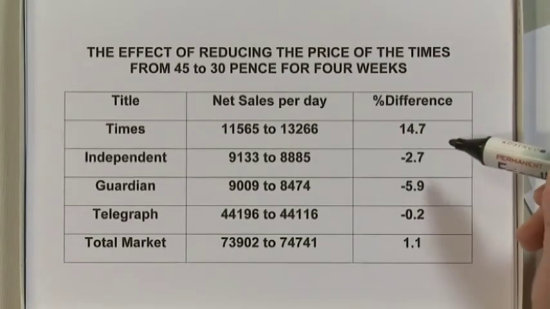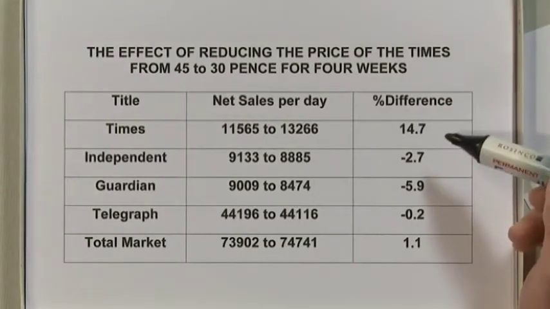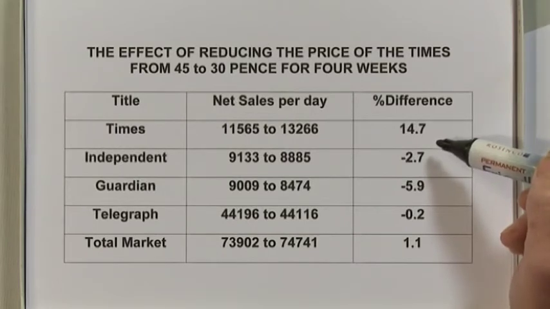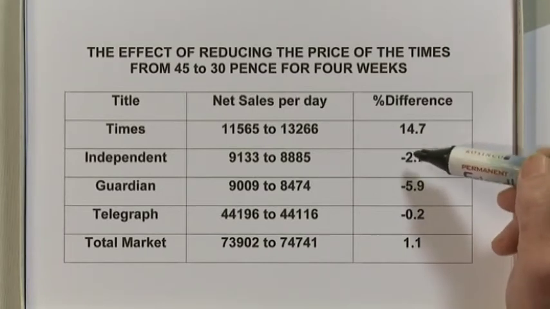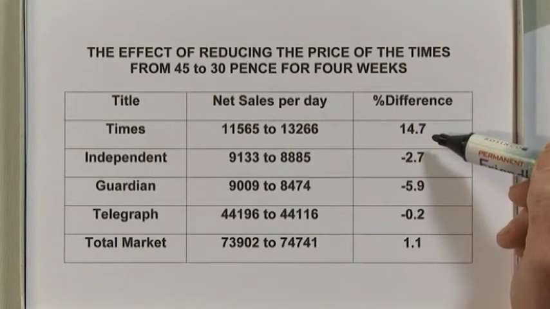But look at these numbers and we've got an idea of elasticity. The percentage change in the price of the Times was minus 33%. The proportionate increase in quantity demanded is 14.7. So the percentage change in quantity demanded, 14.7, over the percentage change in price, minus 33, gives us a number of somewhere around about 0.5. A 1% fall in the price of the Times gets us a 0.5% increase in quantity demanded.